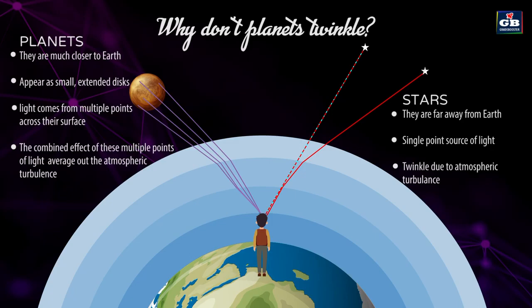That is in the case of stars. In the case of planets, the light coming from them consists of multiple points across their surface. So not a single point, multiple points. The combined effect of all these multiple points of light helps to average out the atmospheric turbulence. So it cancels out the atmospheric turbulence because the light rays are coming from multiple points. It results in a steadier and less twinkling appearance. So that is the reason why the planets do not twinkle whereas the stars twinkle.